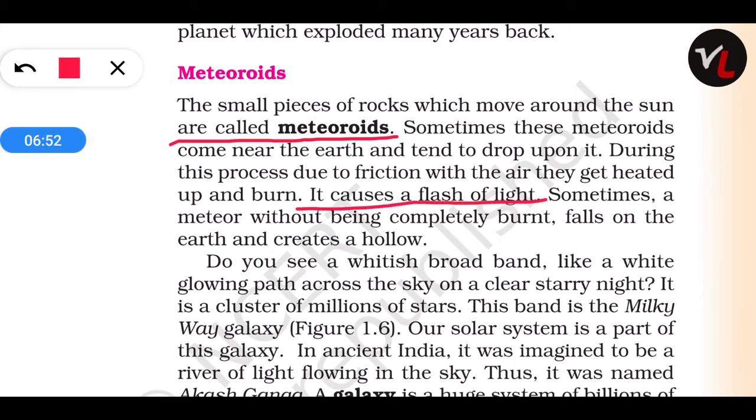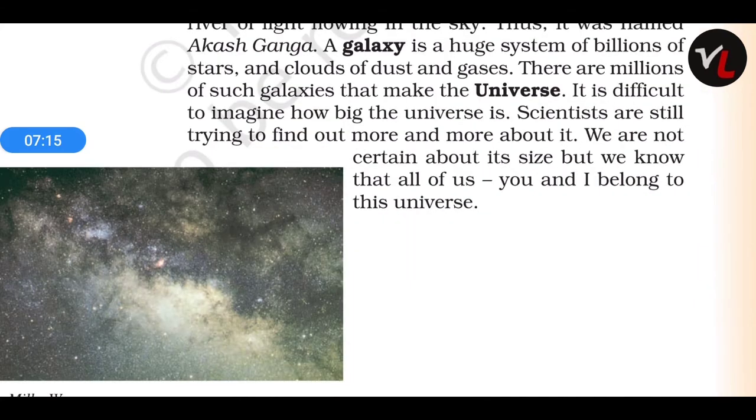Sometimes a meteor, without being completely burnt, falls on the Earth and creates a hollow or depression. So some of the meteors do not burn completely. They fall on the Earth's surface, creating a hollow or depression. This is called meteorites.